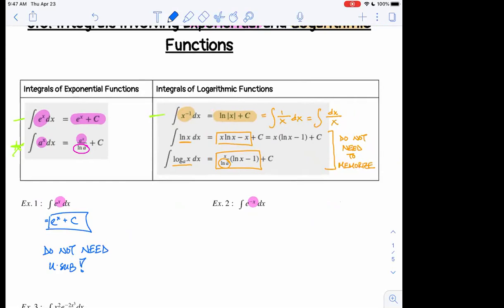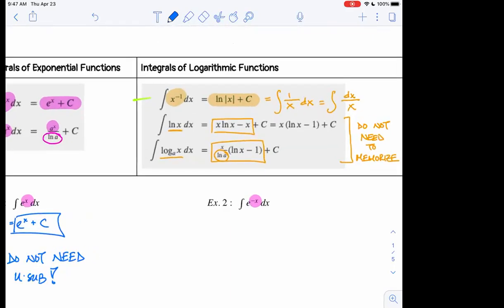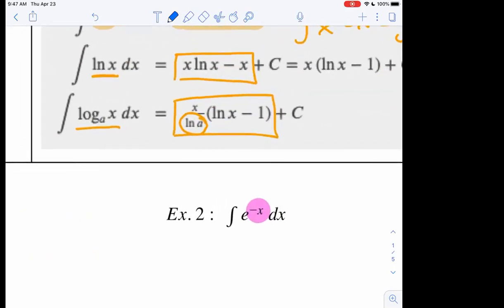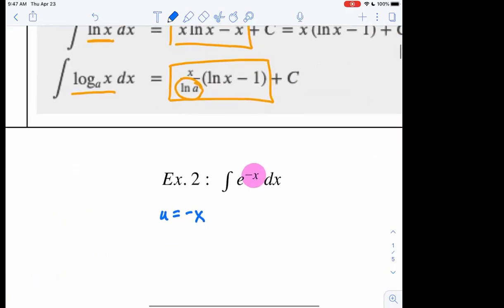But for example 2, guess what you need? You need to use u sub, okay? Because e to the negative x is not e to the x. It's close, but it's not e to the x. So I'm going to go ahead and set up my u sub here. My u is going to equal negative x. It's the thing in the power. And that was a pattern that a lot of us caught on to last time. That means my du is going to equal negative 1 dx.